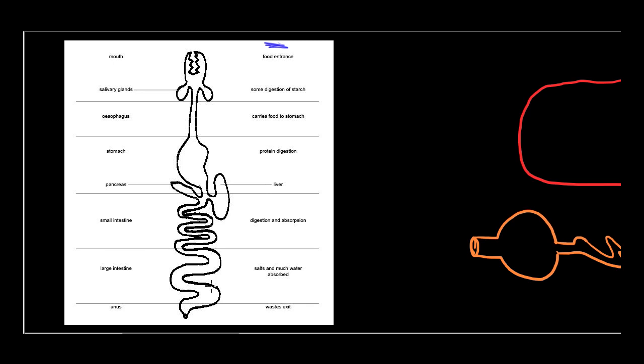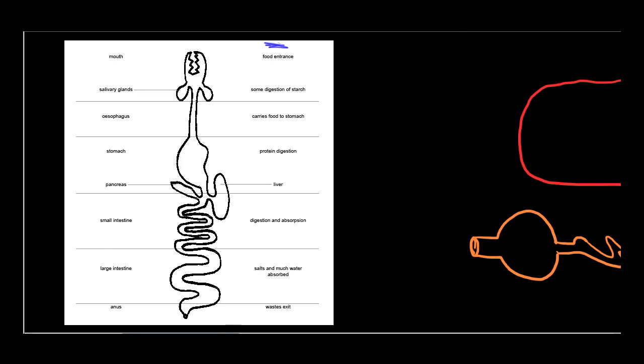And in the large intestine, we see some absorption of salt and water. The majority of salt and water control is done by the kidneys, and we'll talk about that later. And of course, in the anus and rectum, we have waste exit.